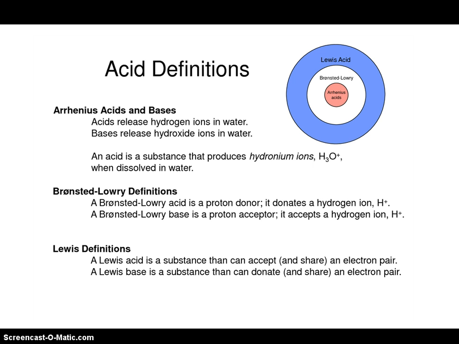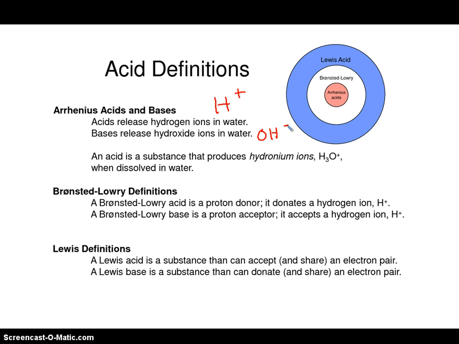So the definition of an acid, there's three different ones. If you look here, there's the Arrhenius definition, where acids release hydrogen ions in water, bases release hydroxide ions in water. And we've talked about it a little bit, or over the summer you might have, but the hydrogen ion, remember, is H+, and the hydroxide ion is OH minus. And when we put them together, we get water, so they neutralize each other.